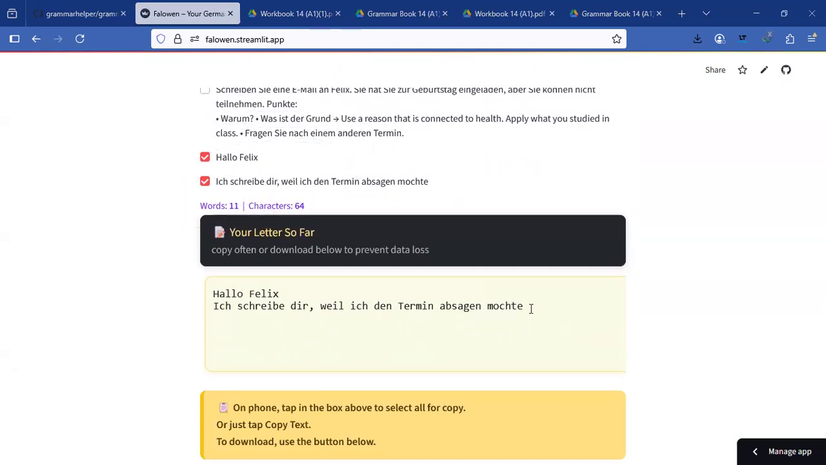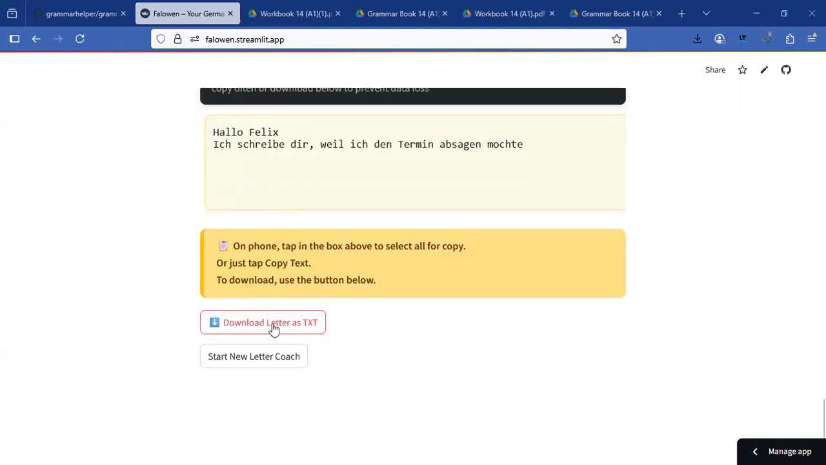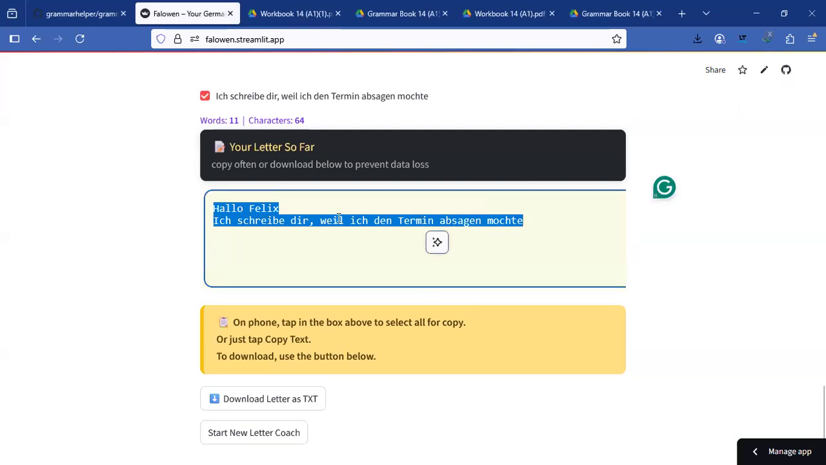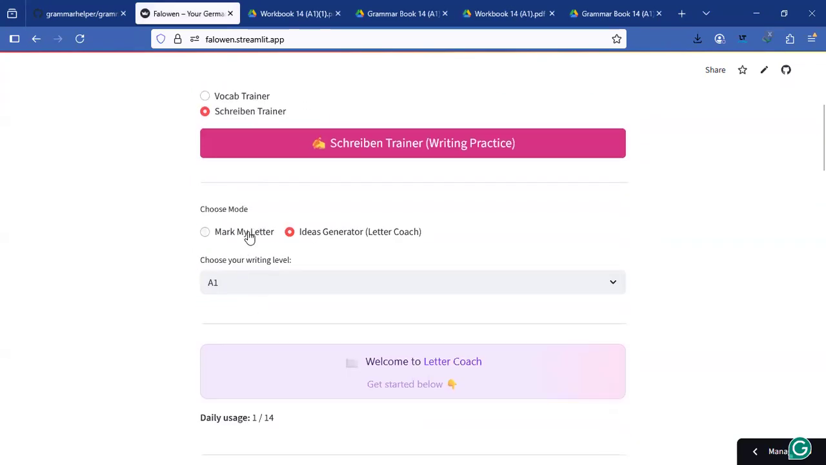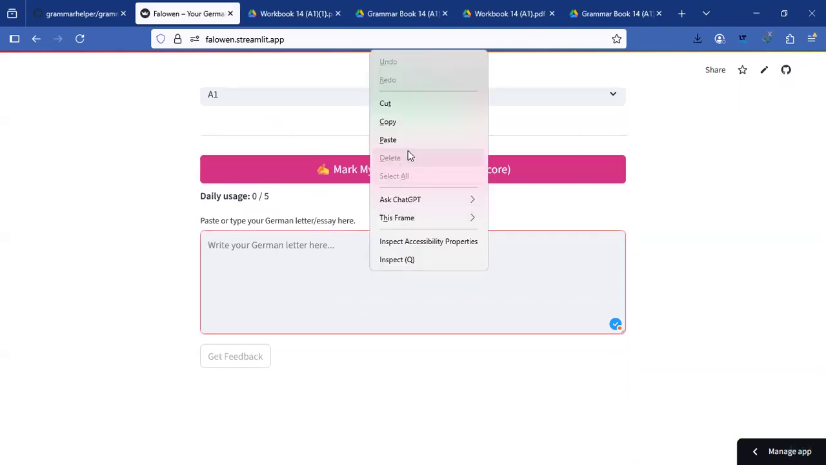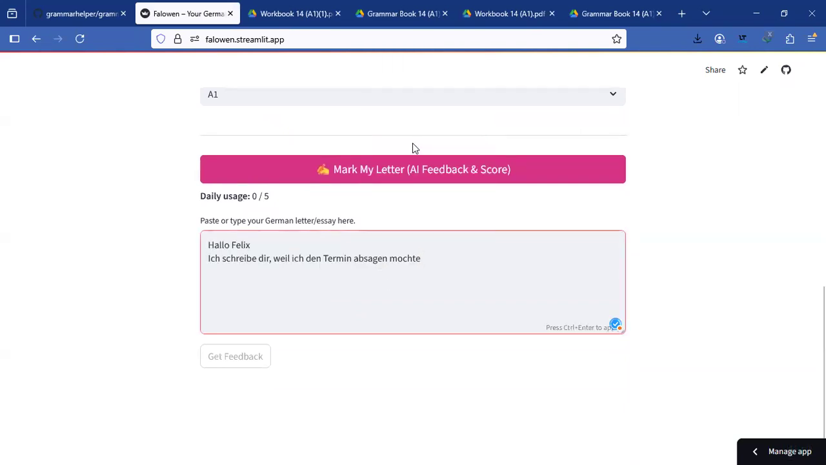But save it as often as you can because it can refresh. Okay, so you can download your text here. The more that you are typing, download your text often, or you can just highlight here and copy it. So after you are done with everything, then you come to mark my letter. You come and paste it there and check your scores. If your score is above 15, then it means that you have the basic thing that I want you to get, right? Then you can send it to me.